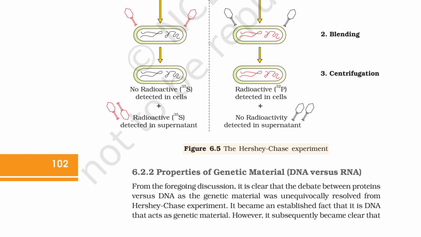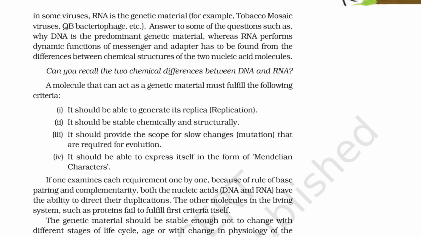Properties of genetic material, DNA versus RNA. From the foregoing discussion, it is clear that the debate between proteins versus DNA as the genetic material was unequivocally resolved from the Hershey-Chase experiment. It became an established fact that it is DNA that acts as genetic material. However, it subsequently became clear that in some viruses, RNA is the genetic material, for example, tobacco mosaic viruses, QB bacteriophage, etc.